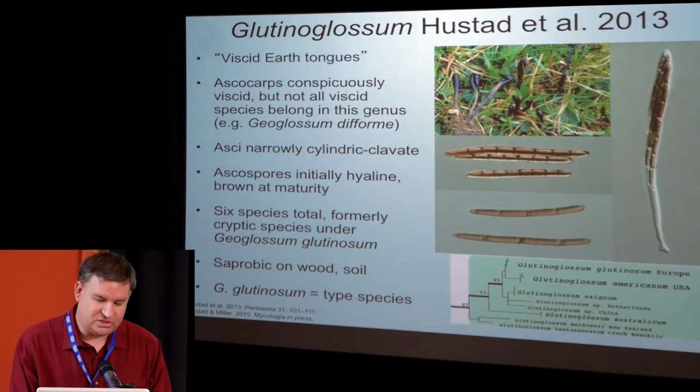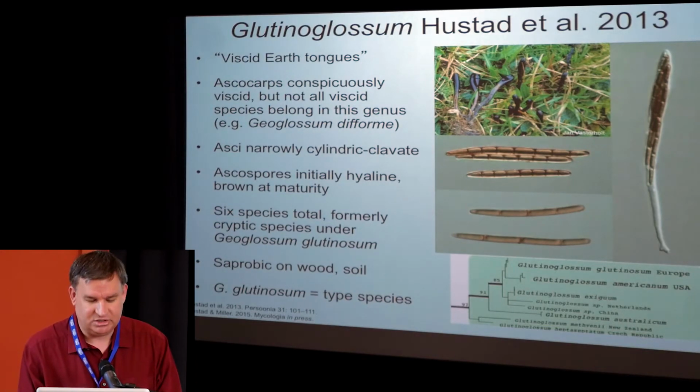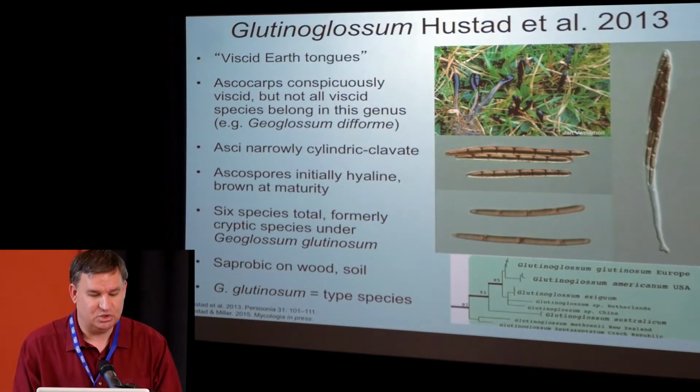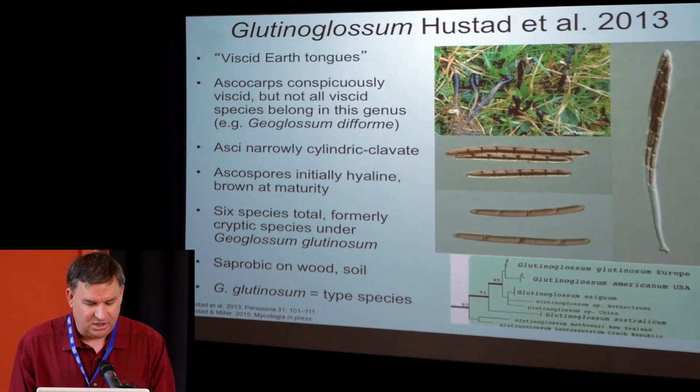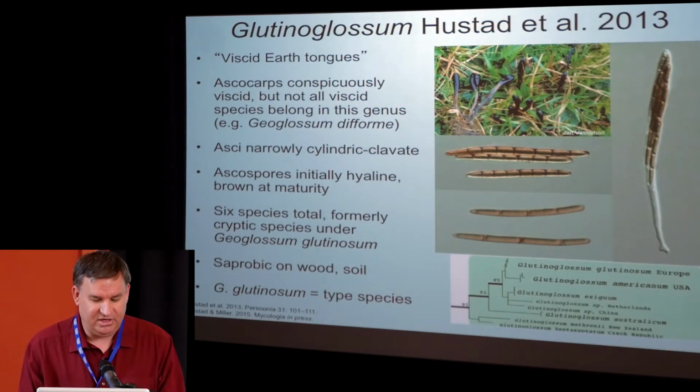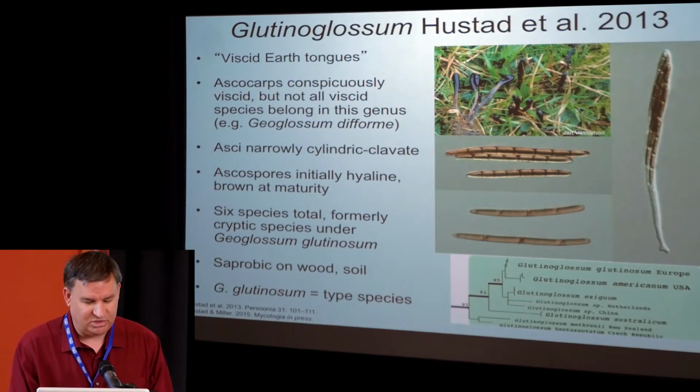Of course, unfortunately, not all viscid species belong in this genus, because Geoglossum difforme is viscid as well, but still is a good species of Geoglossum. The asci are narrowly cylindric clavate. Ascospores are initially hyaline, brown at maturity.